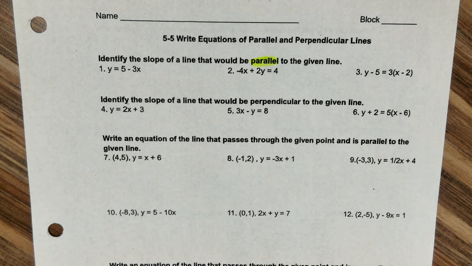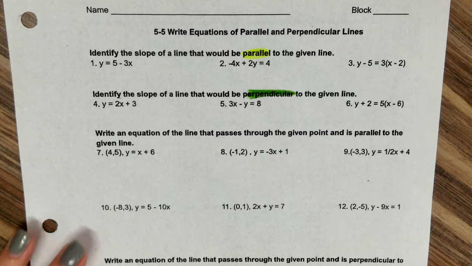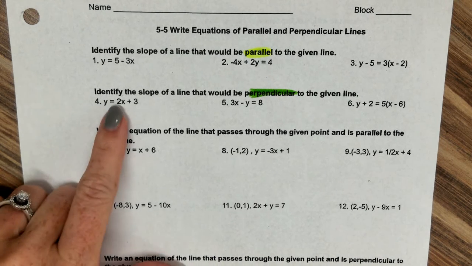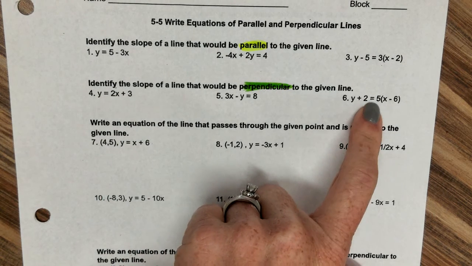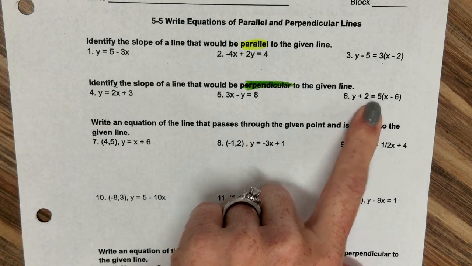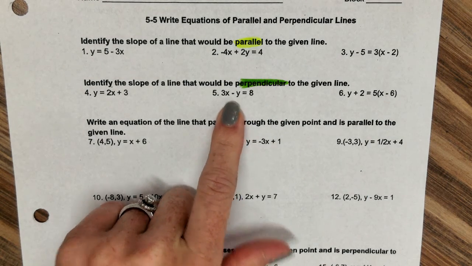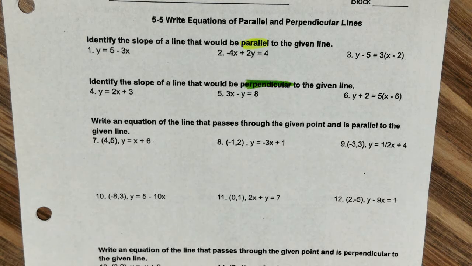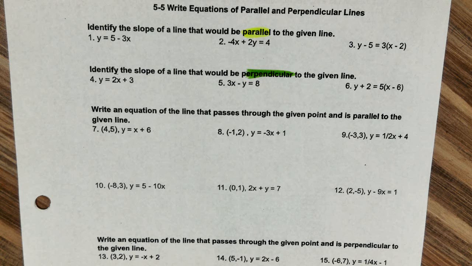Make sense? All right, number 4 through 6 says identify the slope of a line that would be perpendicular. So you're going to have to see the slope. Well, number 4, you can see it because it's in slope-intercept form. Number 6, you can see it because it's in point-slope form. But number 5, can you see the slope? No, because it's in standard form. So you're going to have to rearrange it first. Then you're going to write the perpendicular slope, meaning opposite reciprocal.